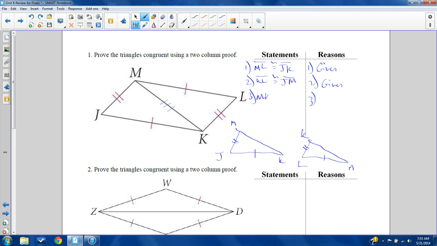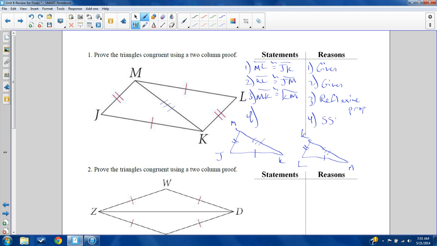So I'm going to put MK is congruent to KM, by the reflexive property. Reflexive property means shared. In sides, it means shared side. Shared sides of a triangle. In angles, it means shared angle. That really only exists in similar triangles. So finally, we have side, side, side. Side, side, side, congruent with side, side, side.